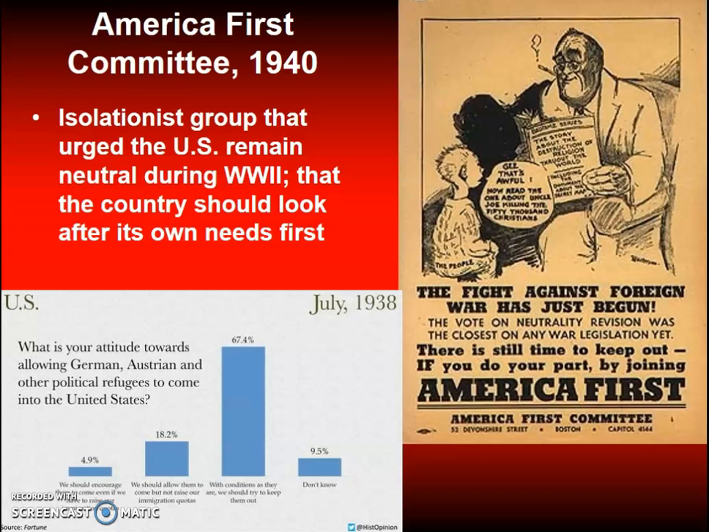Roosevelt was forced to be impartial. He could not express any preference either way because most Americans were isolationist. They didn't understand what the war was about. All they knew is they didn't want to become involved. So you see groups like the America First Committee, which will urge the United States to remain neutral during the war. But the United States is not truly neutral. We trade quite a bit, especially with Great Britain.